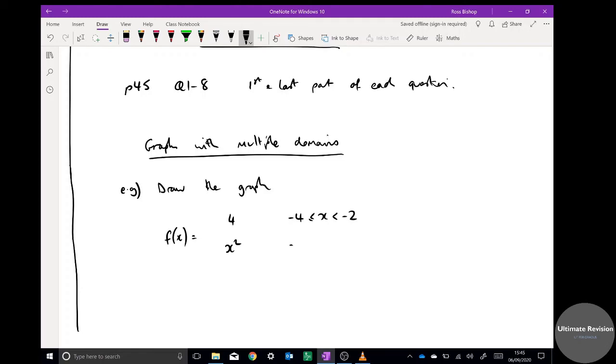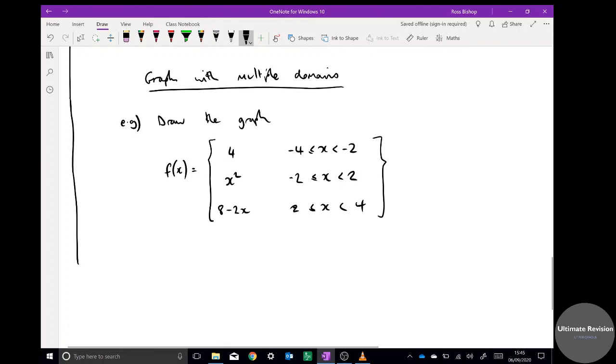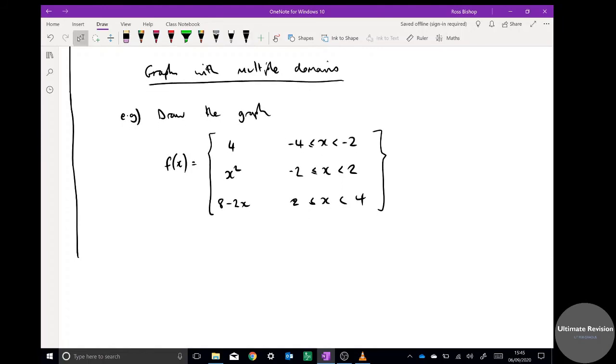Now we're looking at these sort of things, look like serious maths now. But once you just take your time and understand what's going on, you'll be absolutely fine. And you might even see something, it might look like that. Okay. So draw the graph. What this means is this graph is f(x) equals 4 between minus 4 and minus 2.